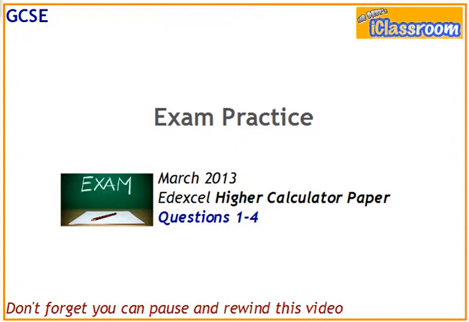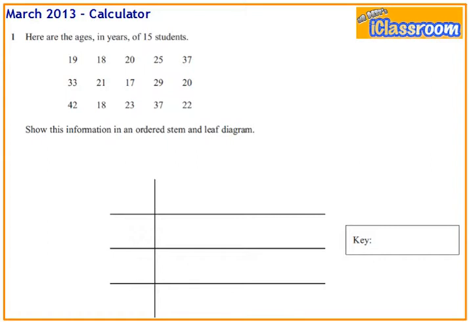Let's get started on this March 2013 higher tier calculator paper. Our first question is on an ordered stem and leaf diagram. Ordered meaning that I'm going to write the numbers down in order. So, first one being 17, and I cross them out as I go just to make sure that I have included every single number in my table.